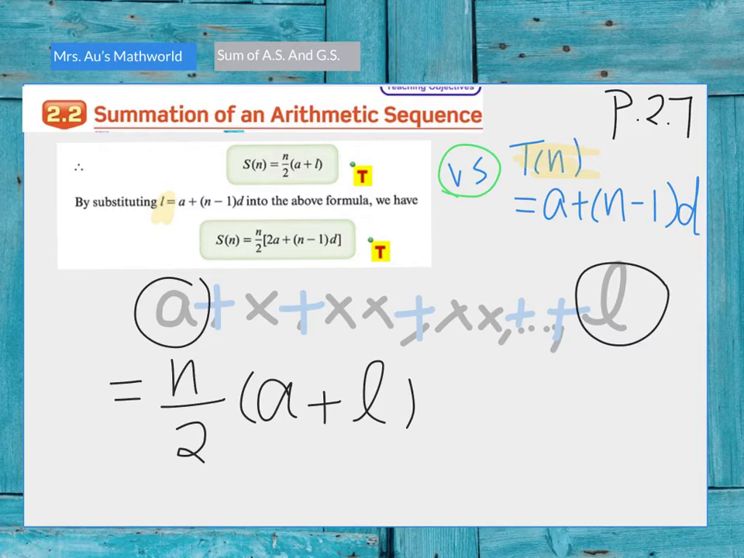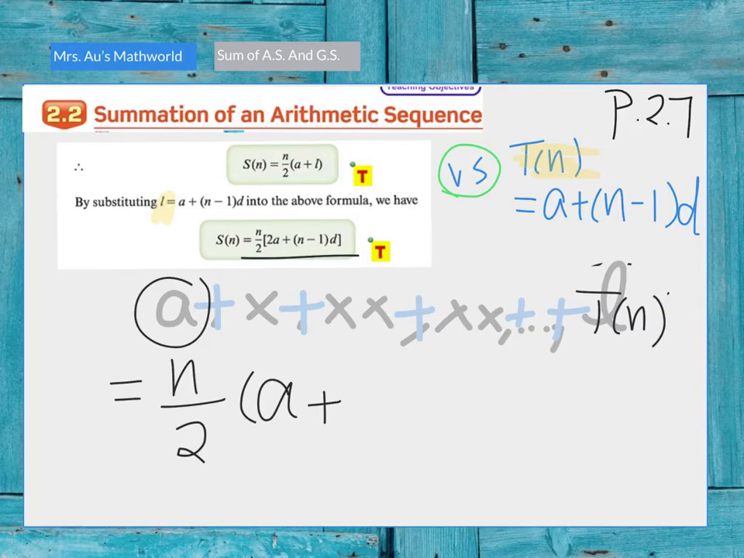Okay. For some questions, you may not be given the L. If it happens, it doesn't matter. If you don't know L, but you know this is the nth term, it is also fine. So this time you have the nth term. If I know it is the nth term, then we put it inside. That means we know the D. If you know the n terms, you can calculate for D.